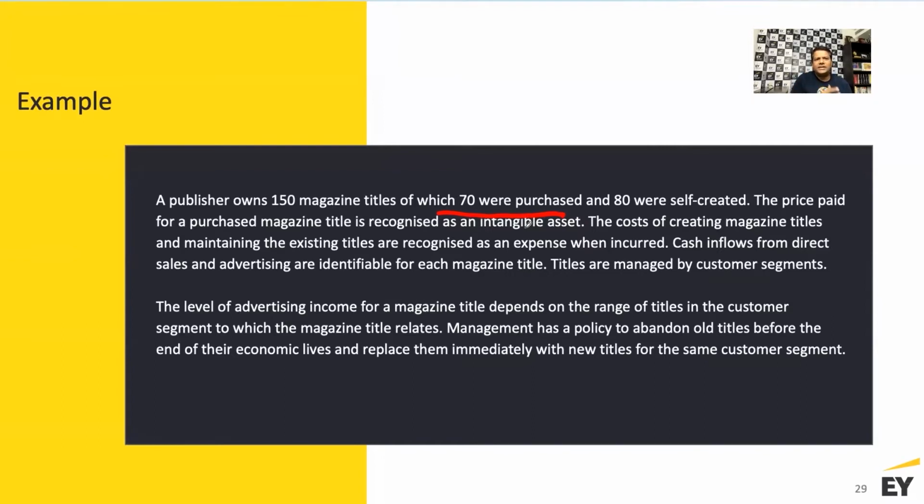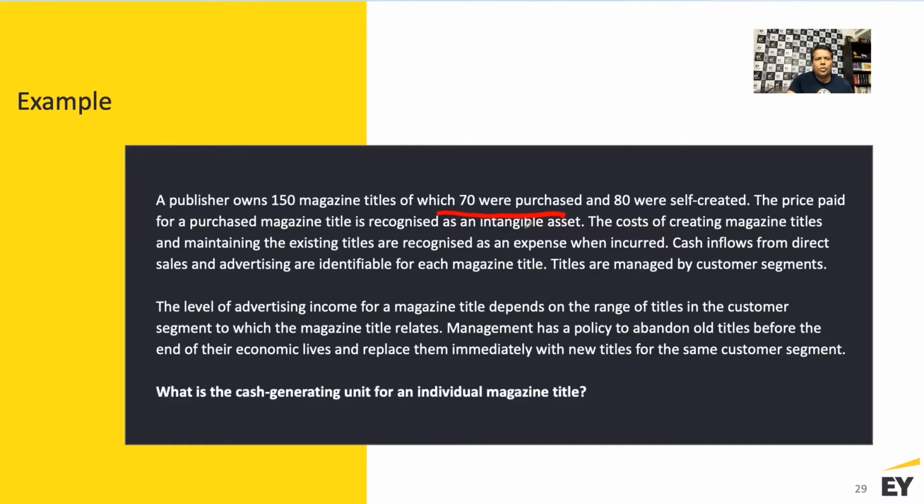Titles are managed by customer segments. The level of the advertising income for a magazine title depends on the range of titles in the customer segment to which the magazine title relates. In a way, management has a policy to abandon the old titles before the end of their economic life and replace them immediately with a new title for the same customer segment.